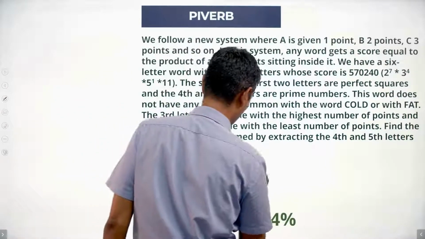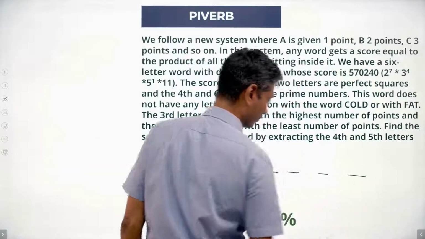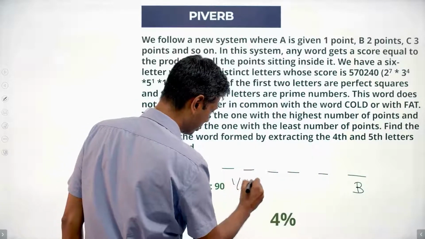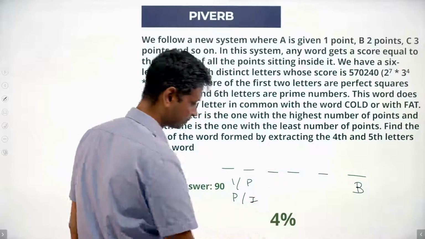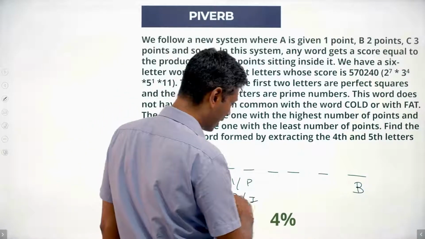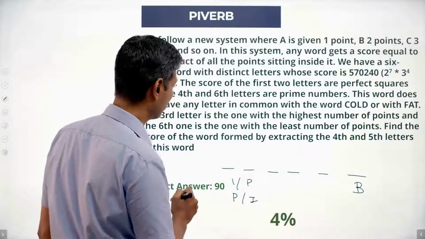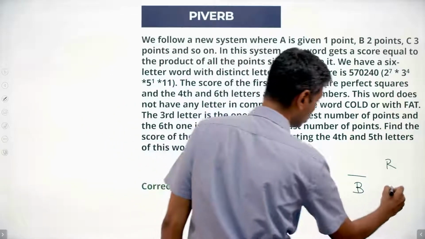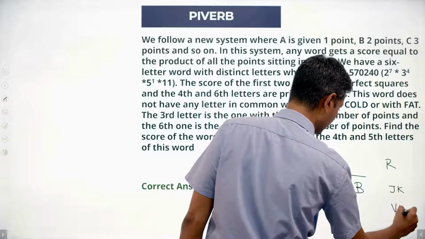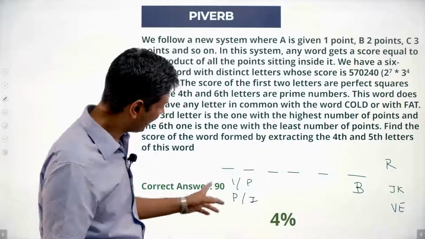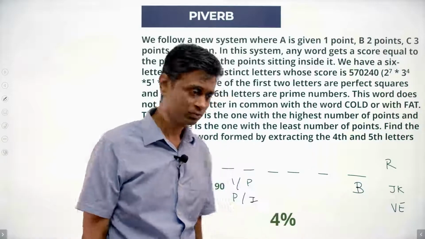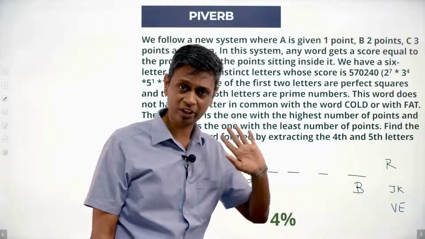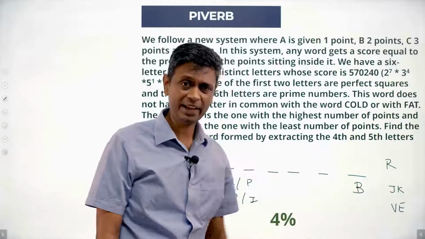I'm going to rewrite this. 1, 2, 3, 4, 5, 6. This is B for sure. This is I/P or P/I. Apart from this, the one other letter that we know is R. The final two could be JK or VE. IP--B or PI--B. Somewhere an R is sitting inside. We could have VE or JK.